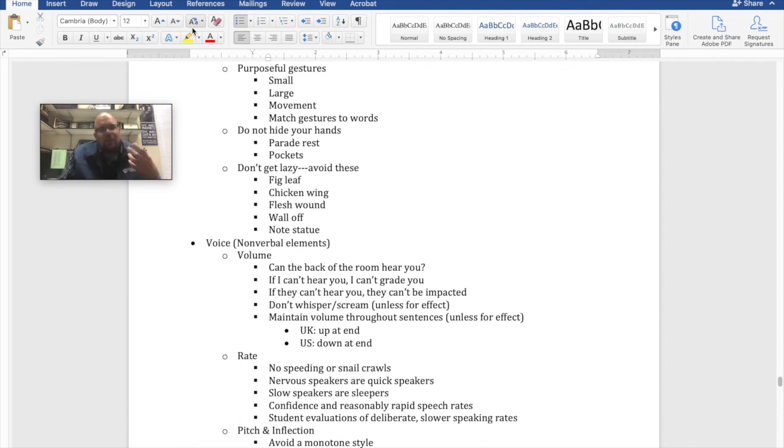To make sure that you're talking to us in a clear way that we can understand. Now, rate is another element. The basic here is don't speed through this, but don't crawl through this.